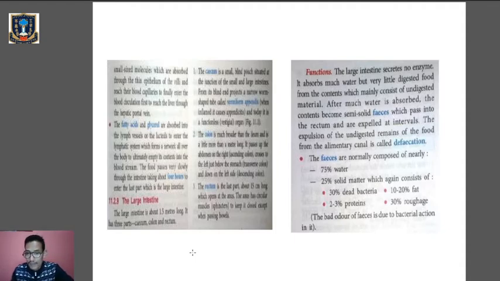The feces are normally composed of 75% water and 25% solid matter, which again consists of 30% dead bacteria, 10 to 20% fat, 2 to 3% protein, and 30% roughage. And the bad odor of the feces is due to the bacterial action in it. So this is mainly the composition of the fecal materials that we excrete.